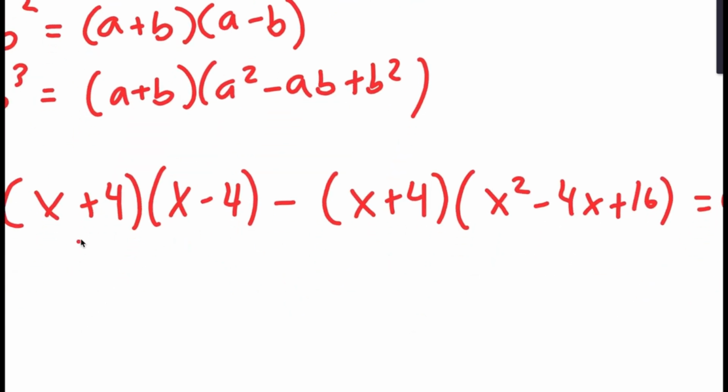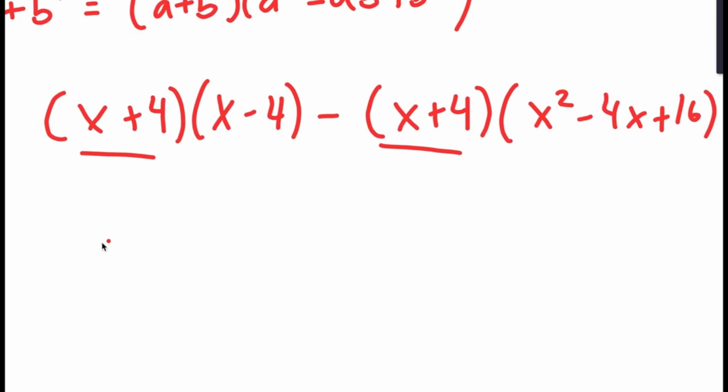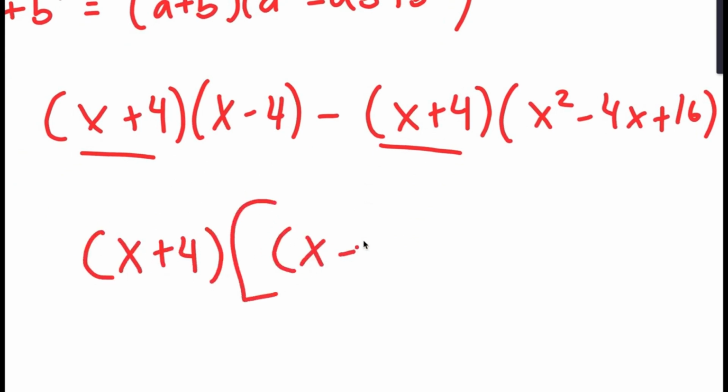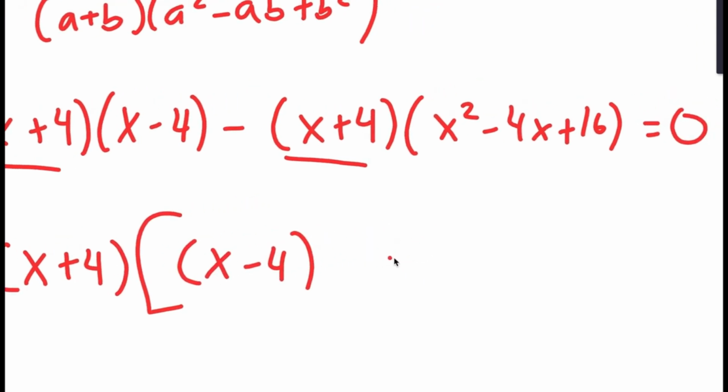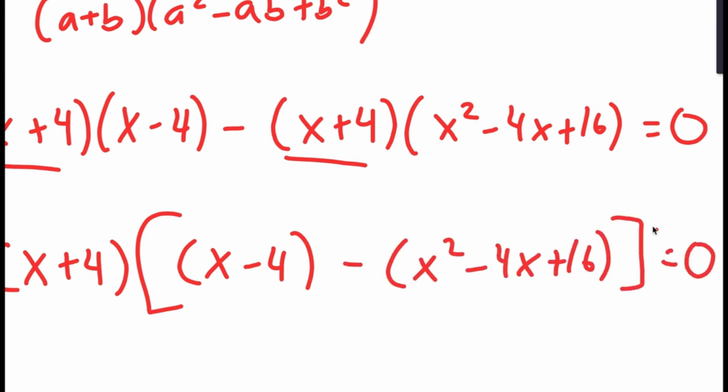Now, because both of these terms have x plus 4 in them, I can factor out x plus 4. So I get x plus 4 times x minus 4 minus x squared minus 4x plus 16 is equal to 0.